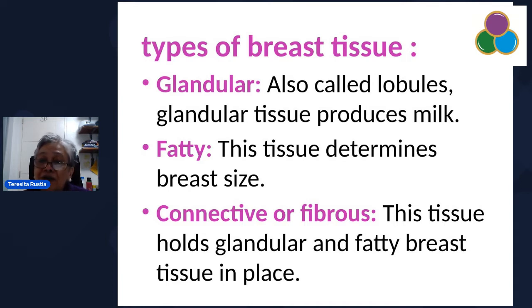All right. Now there are different types of breast tissue. There's the glandular, also called lobules. These glandular tissues are the ones that produce milk, and the breast size is actually determined by the fatty tissues, and there are connective or fibrous tissues that hold the glandular and fatty breast tissue in place. Now, what holds the breast tissues to the ribs are actually muscle tissues, but they are not considered parts of the breast. Next slide, please.